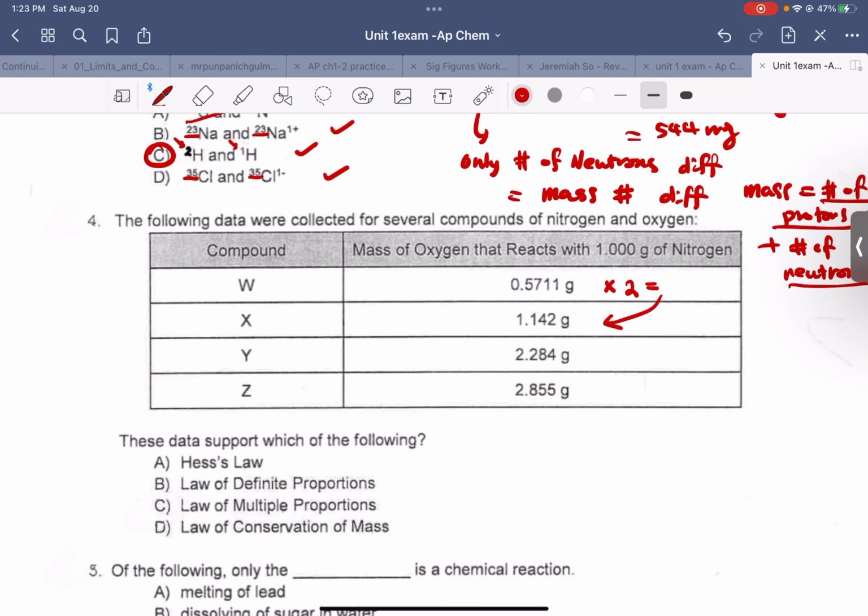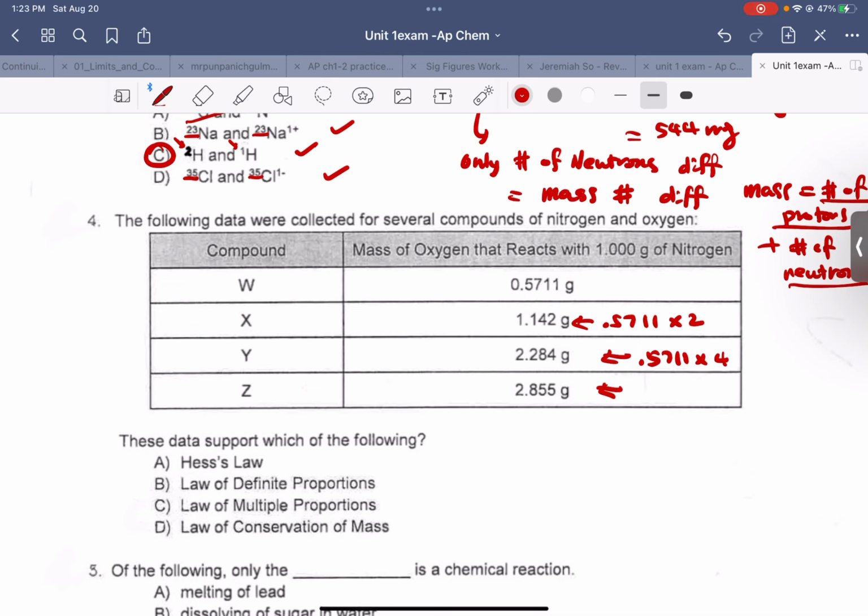0.5711 times 2 is the next one. And then also 0.5711 times approximately 4, let's see. Then that's exactly this. Okay, this one is also, so let me rewrite. So this one is 0.5711 times 2. Okay, this one 0.5711 times 4.